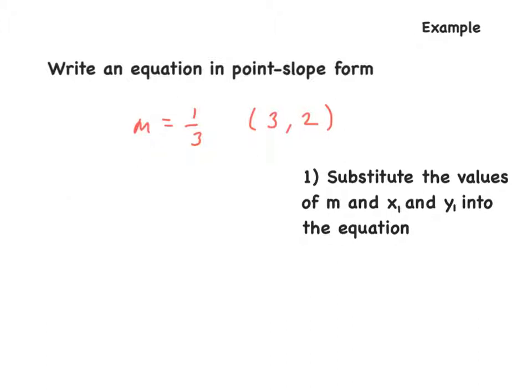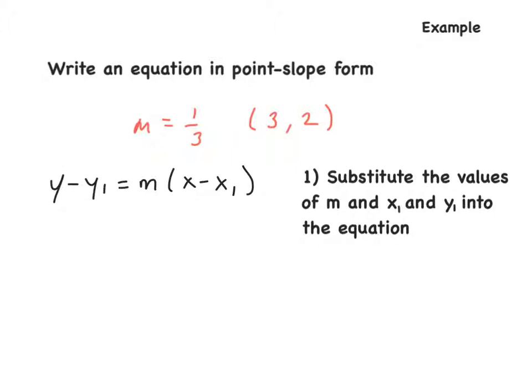So, we are given some information. We are given a slope, and we are given a point. What we are supposed to do is write an equation in point-slope form. Now, remember, look back in your notes. What is the formula for point-slope form? So it's y minus y1 is equal to m times the quantity of x minus x1.